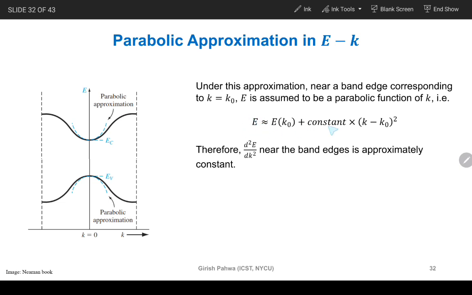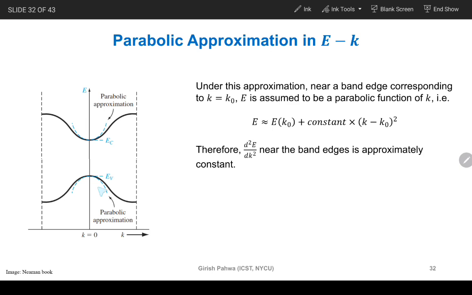And if you take the double differentiation of this, so what will happen? What will happen if you take the double derivative of this? So this becomes 0, constant into 2 times k minus k naught, that is the first derivative. If you differentiate it a second time, what do you get? You will get d2E by dk square equal to constant. It means near the band edges, d2E by dk square is approximately constant.